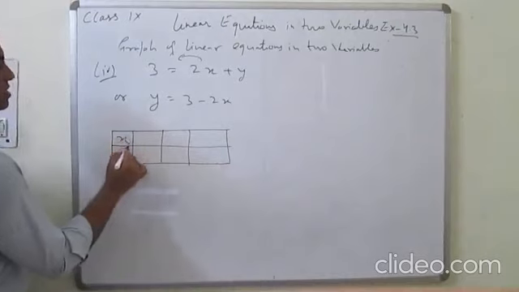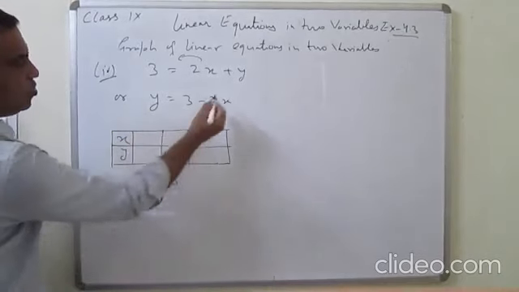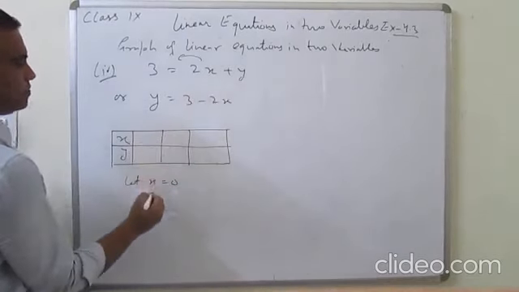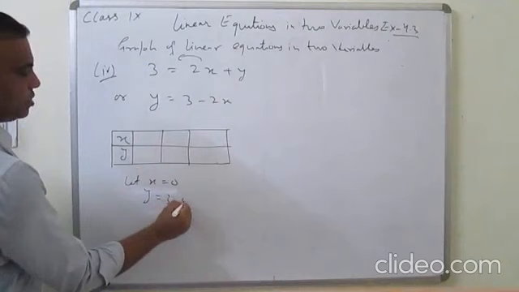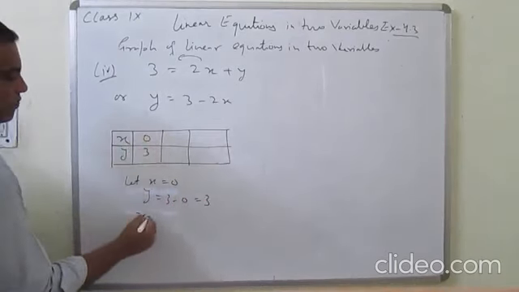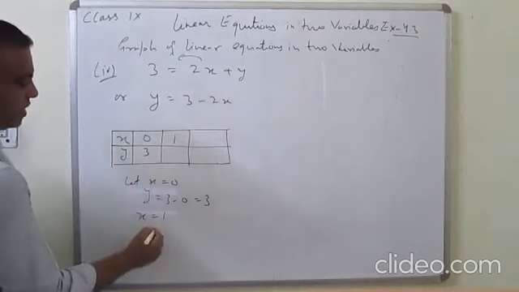This is x, this is y. If I take x is equal to 0, अगर x 0 ले लेंगे तो कितना हो जाएगा? y is equal to 3 minus 0 is equal to 3. x0, y3. If you take x is equal to 1, x 1 ले लेंगे तो y कितना आ जाएगा?